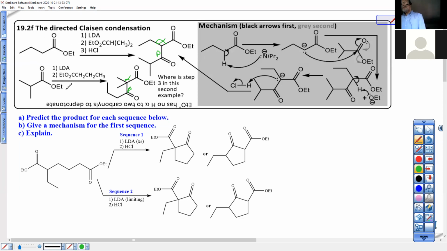And you generate the bond from the alpha position to this carbonyl here. And there it is, the carbonyl with the propyl on it. OEt's gone. Similar mechanism over here.